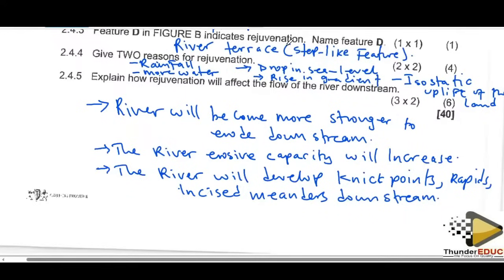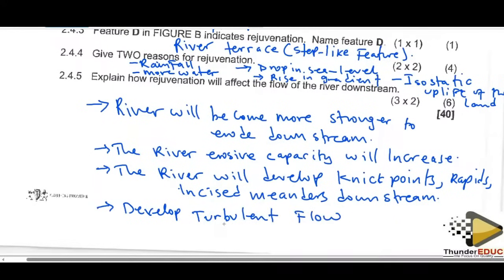Next, the river will develop turbulent flow.